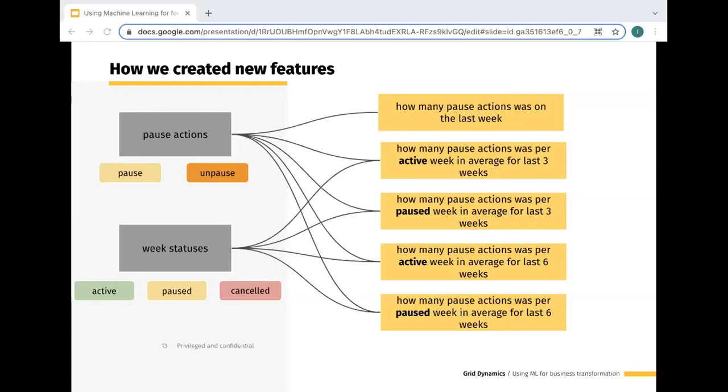We created historical features of how many actions of which type there were in some historical interval. As an example, there are 3 weeks and 6 weeks for 2 types of actions, but we created a lot more, and after feature selection, we left only those that give us the most impact on the result.